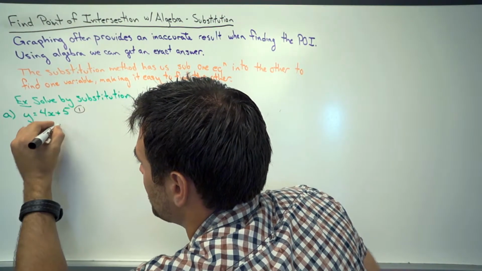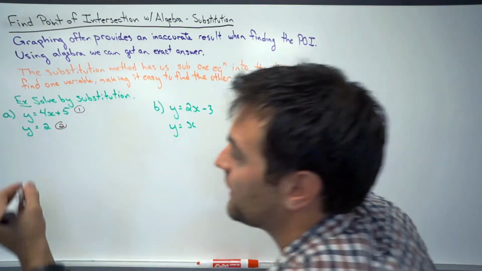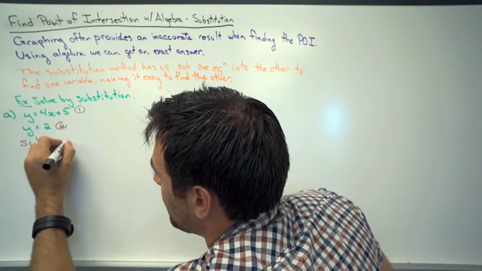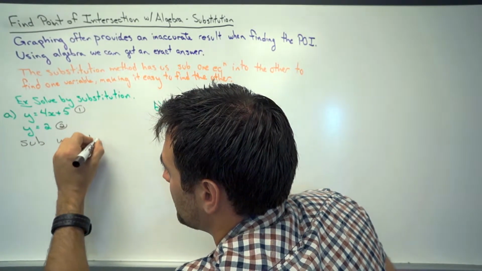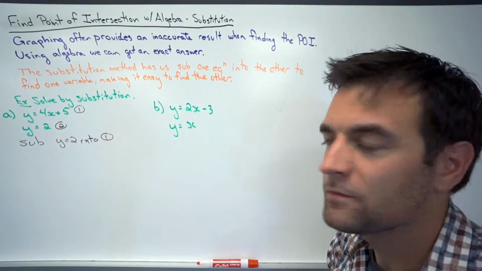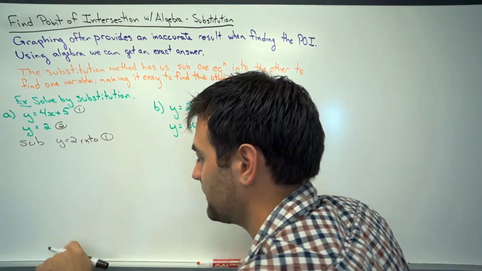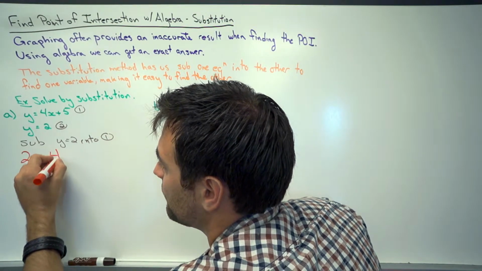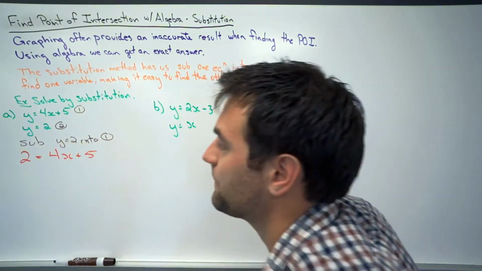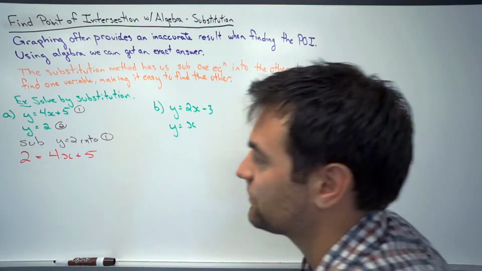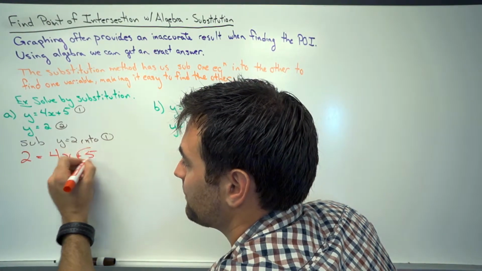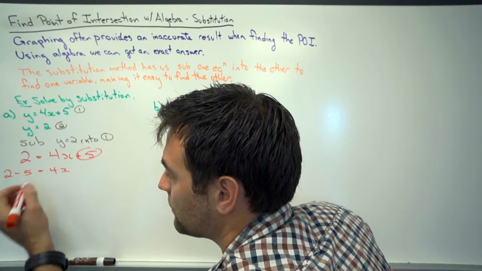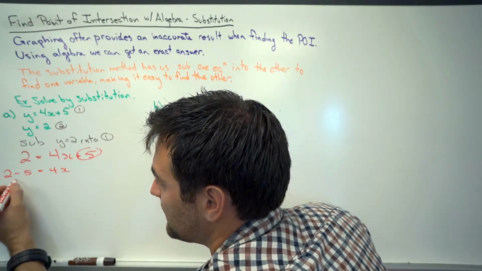I'm going to call these equation 1 and equation 2, and we're going to sub y equals 2 into equation 1. So we just replace the y with the number 2. 2 equals 4x plus 5. And now we go about solving this for x. So we'll move the 5 over. It'll become 2 minus 5 equals 4x. 2 minus 5 is going to be negative 3.